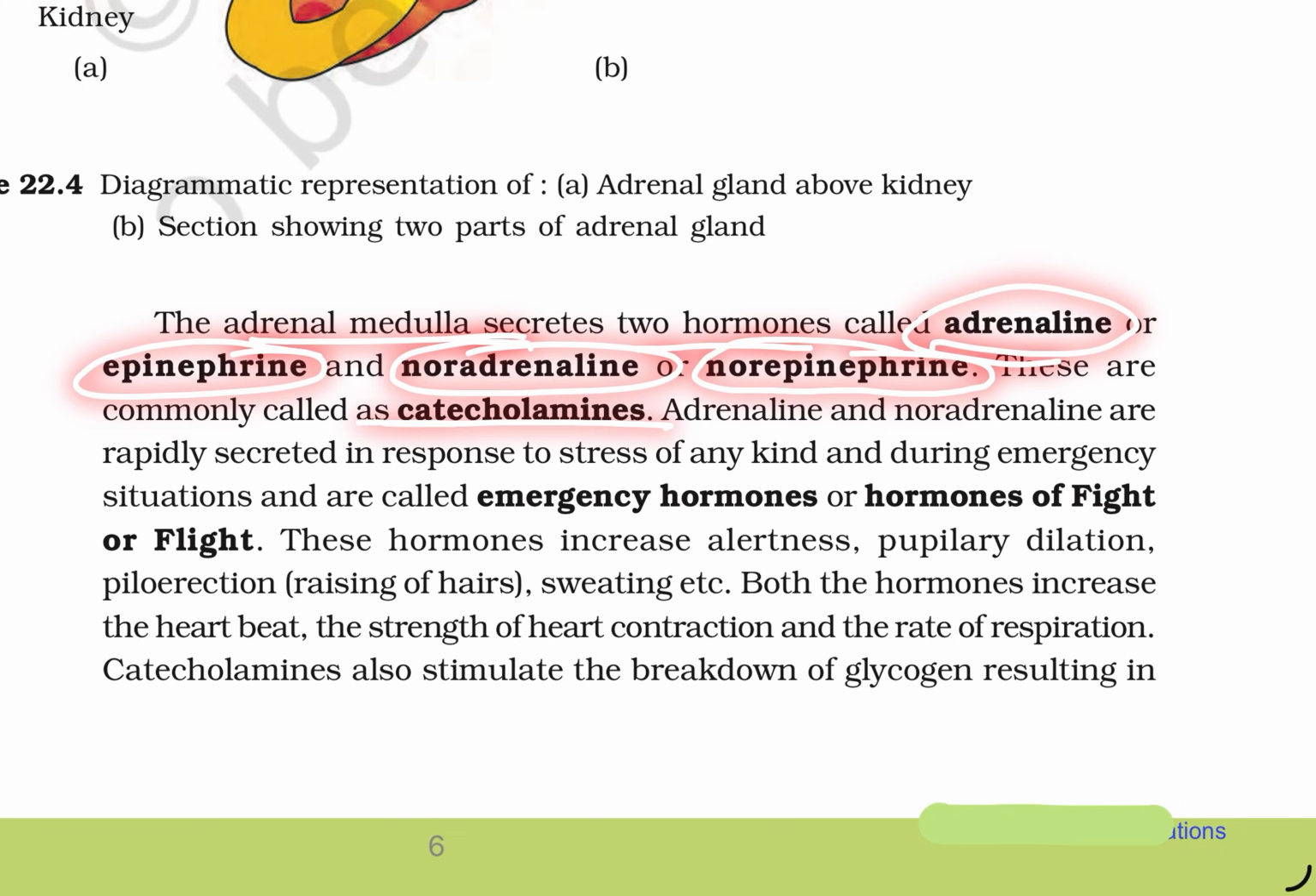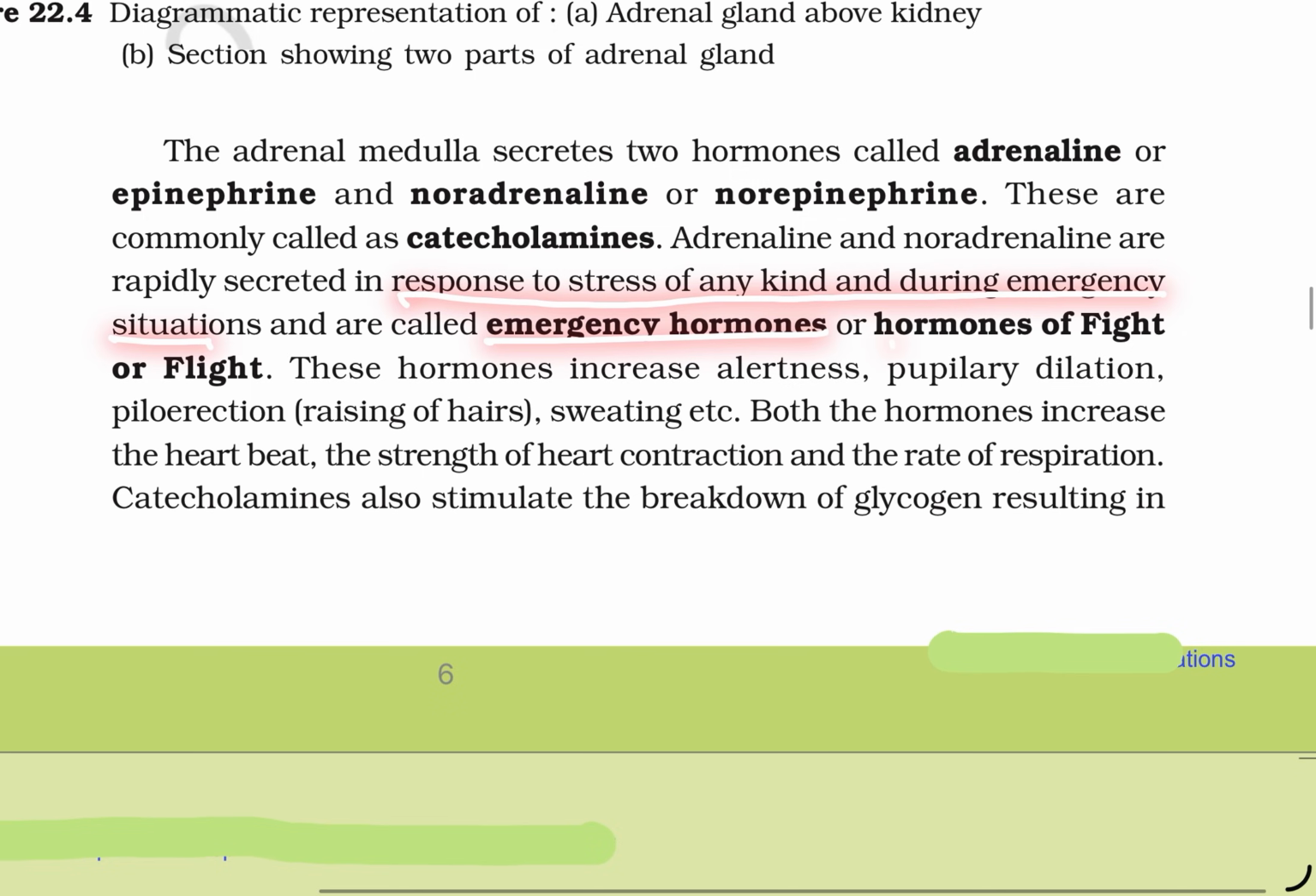The adrenal medulla secretes two hormones called adrenaline or epinephrine, and noradrenaline or norepinephrine. These are commonly called catecholamines. Adrenaline and noradrenaline are rapidly secreted in response to stress or any kind of emergency situation, so they are also called emergency hormones or hormones of fight or flight.